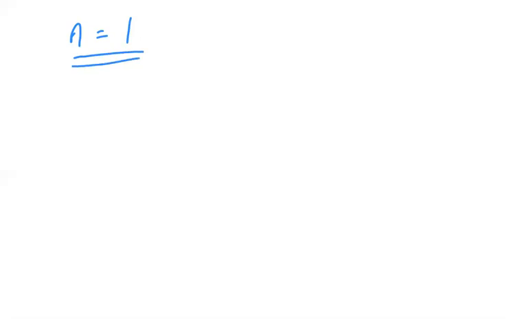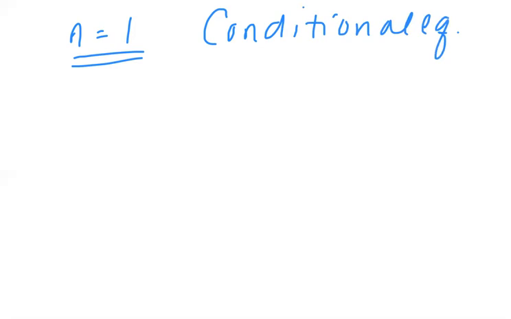All these types of problems where we're getting one exact solution, we refer to them as a conditional equation. That is the majority of equations you solve. When you solve them, you get an exact solution, one solution. So what's a conditional equation?